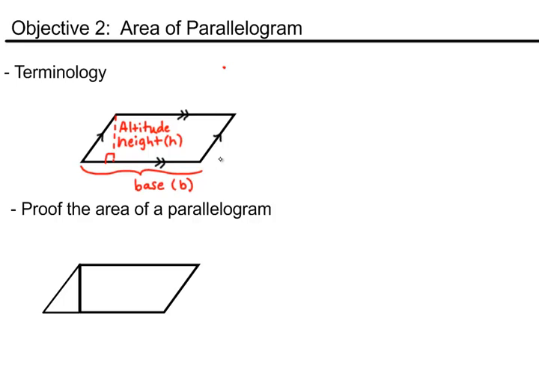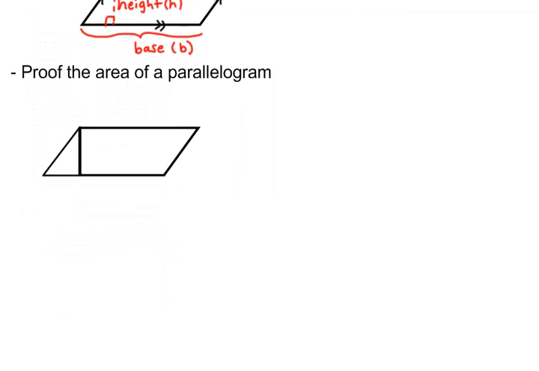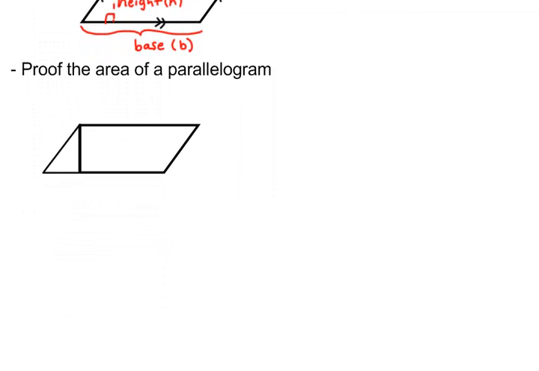Okay? So what we're going to do is prove the area of a parallelogram. So here I've got my parallelogram. I labeled my height already. So first of all, let's label our H, and we'll label our B. I'll label it up here.